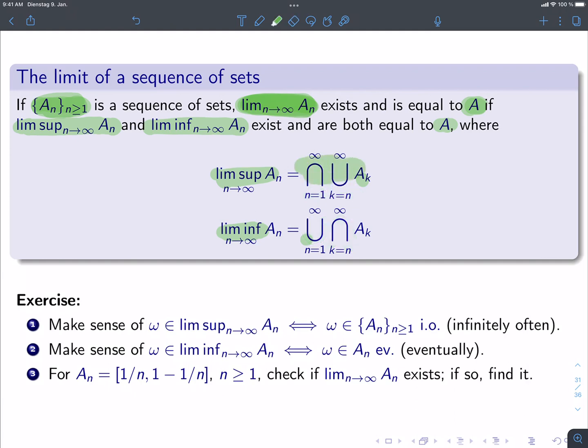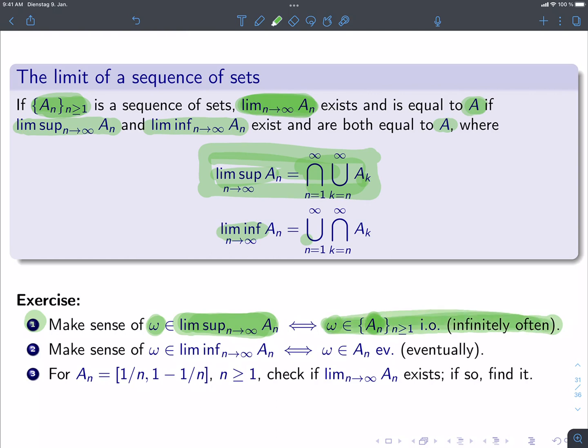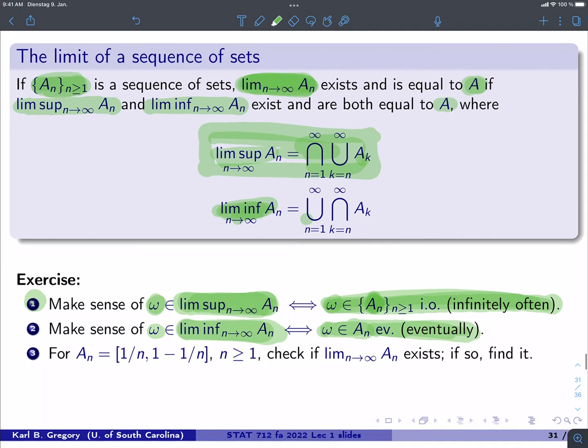Let's try to work out what is meant by these crazy looking things. We say that if an outcome in the sample space belongs to the lim sup set, that means it occurs infinitely often in the sequence. That means infinitely many of the sets in the sequence contain that outcome. So the lim sup is the set of outcomes which occur infinitely often in the sequence. Lim inf has a different interpretation. We call it eventually, and we're going to make sense of both of these. The lim inf set of a sequence of sets is the set of outcomes which eventually occur. We're going to break down what those mean. So let's start with number one.